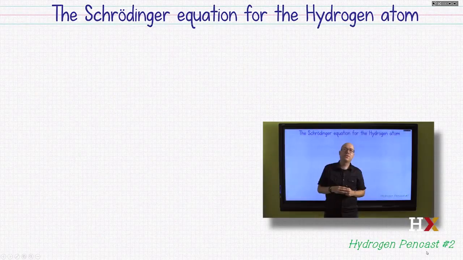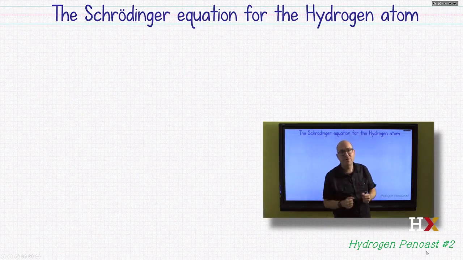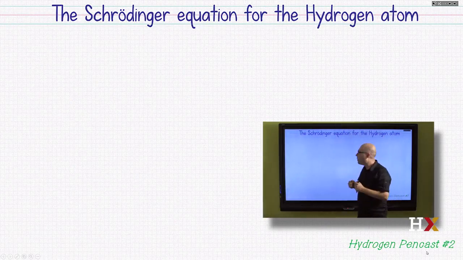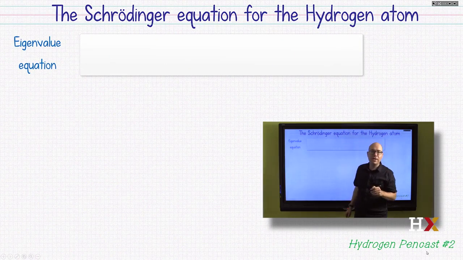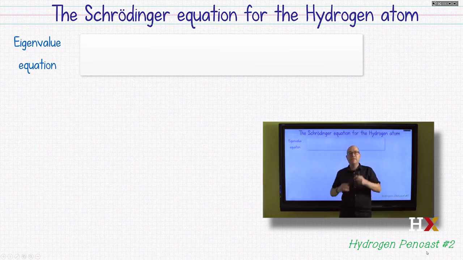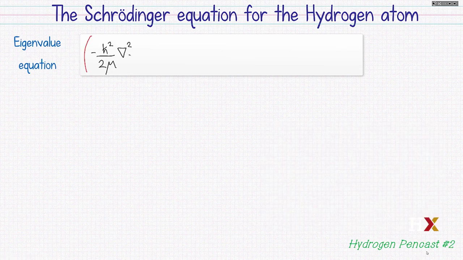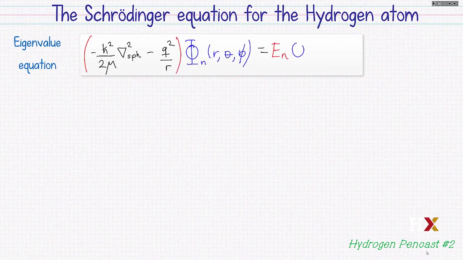So now let's begin discussing the Schrödinger equation for the hydrogen atom. In particular, we're going to look at the eigenvalue expression for it. So I'm going to write down the Hamiltonian, which will contain a kinetic energy term and a potential energy term. The kinetic energy will be associated, of course, with the motion of the electron around the nucleus, and the potential energy will have this Coulomb form of 1 over r times the product of the charges.